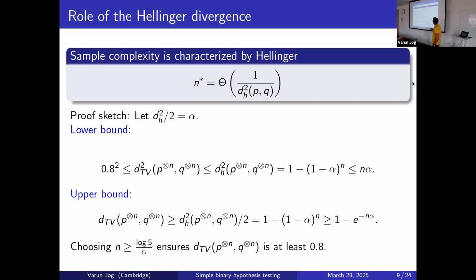To get an upper bound, again use a similar calculation: if you want to make dTV greater than 0.8, use these inequalities. First bound TV by Hellinger, plug in the tensorization formula for Hellinger, and say that this is always greater than 1 minus e to the minus n alpha. So if you take n big enough, then your dTV will be big and you're done. Okay, so fairly simple proofs, just using the fact that TV and Hellinger are well controlled. Okay.